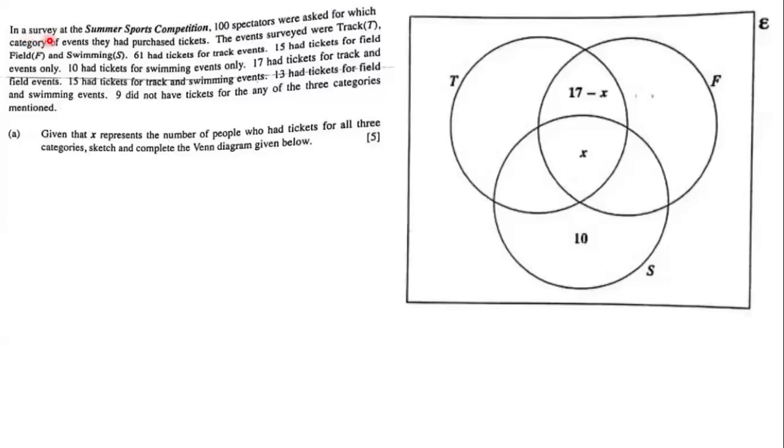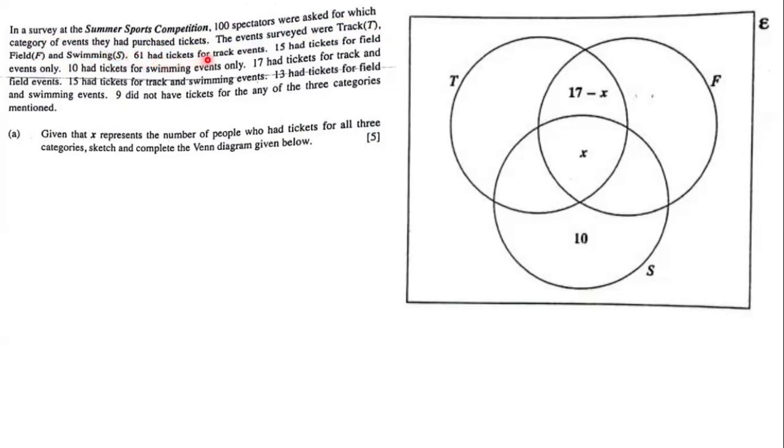In a survey at the summer sports competition, 100 spectators were asked for which category of events they had purchased tickets. The events surveyed were track, which is T, field, which is F, and swimming, which is S.